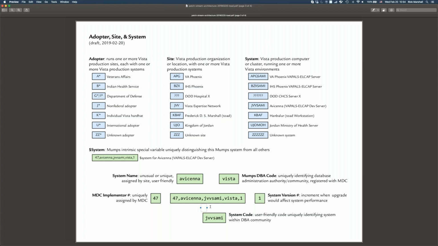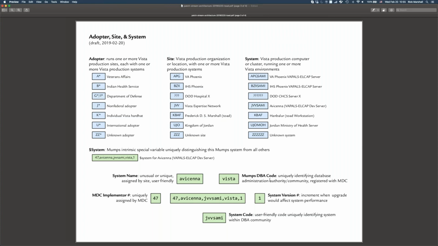But the problem is, it's not enough that it be distinct within the Vista community. The rules for $system are it has to be unique within the entire Mumps world. It's like, well, how do you coordinate that? That's like crazy. I mean, we don't even know all the Mumps software that's out. Some of it isn't even in medicine. Some of it's being used for shipping or banking or other things. We just don't know.